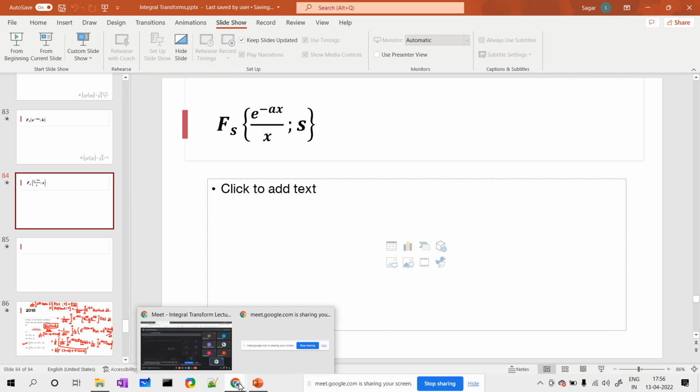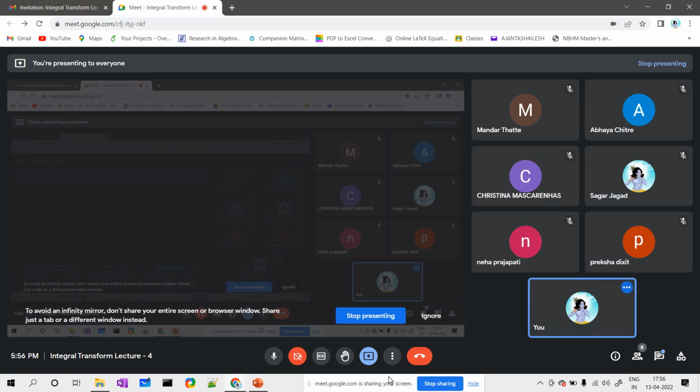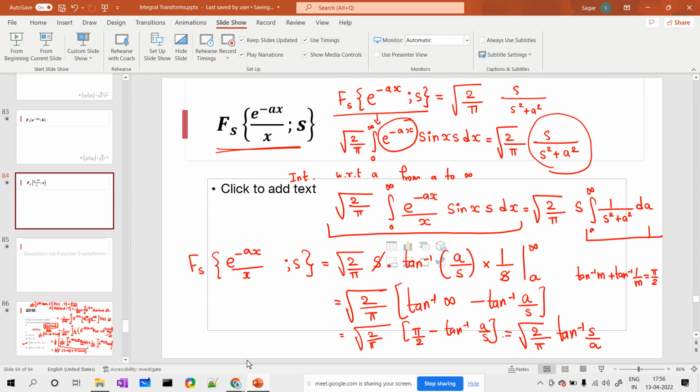Okay, just remove here. Let me just check it once. I think there is lag because the time is not correct. It is lagging because of the network connection, but it is fine.